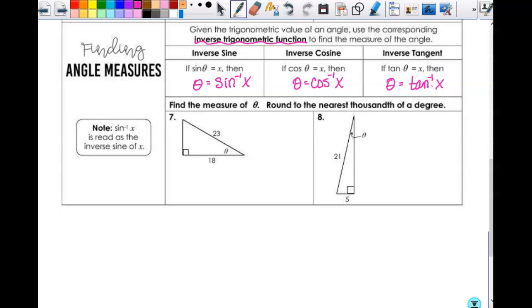No, that's the reciprocal and it's cotangent. The reciprocal and the inverse are two completely different things. Okay? So the reciprocal of sine is cosecant, but the inverse of sine is sine inverse. So reciprocals and inverses are different things.